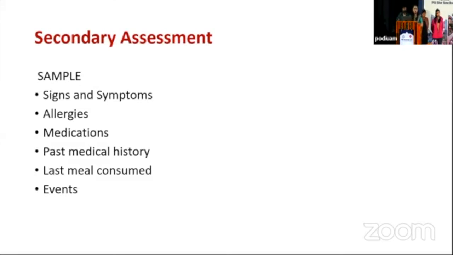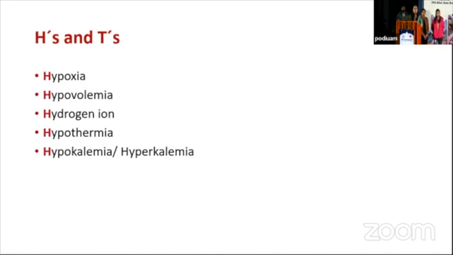Now, apart from SAMPLE, in the secondary assessment we have to remember the 5H and 5Ts of cardiac arrest or acute emergency. So what are the 5H and 5Ts? The 5H stand for hypoxia, hypovolemia, acidosis, hypothermia, hypokalemia. So very quickly, we will rule out these 5 causes which could have led the patient to the current clinical condition or which has led the patient into cardiac arrest. So we'll rule out these 5 conditions.